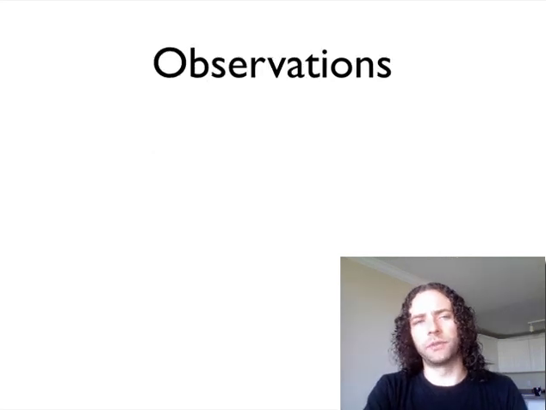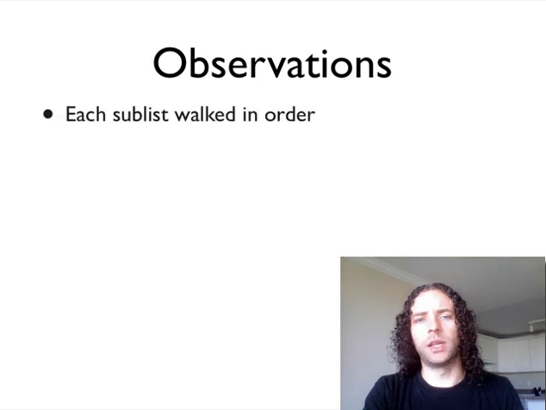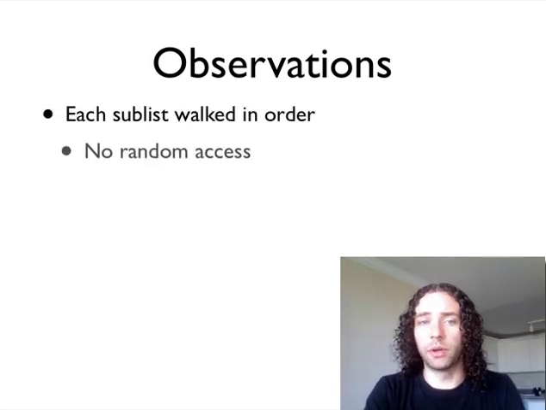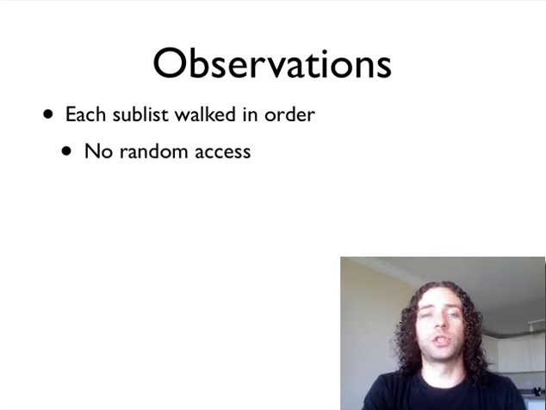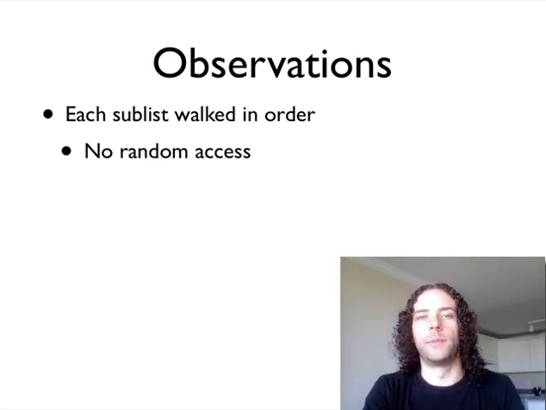So some interesting observations about this. First of all, each sublist is always walked in order. This is something I mentioned earlier and why it's important. This is great because there's no random access. It also means you get really good cache locality. As you're walking through the data, you're only ever looking at the next one. This is how CPU caches are optimized to handle that case.